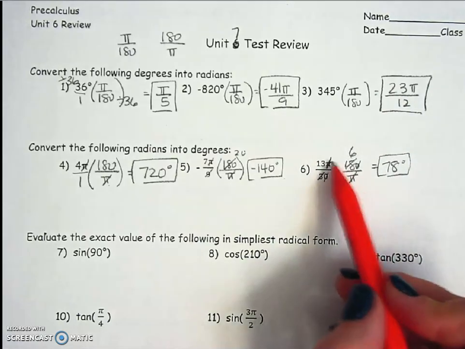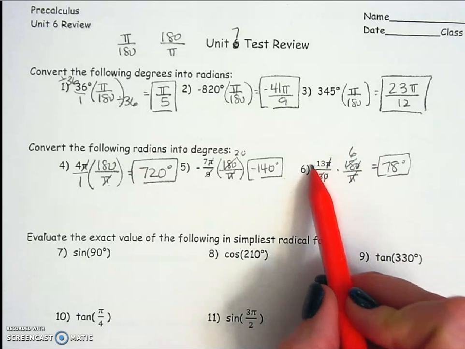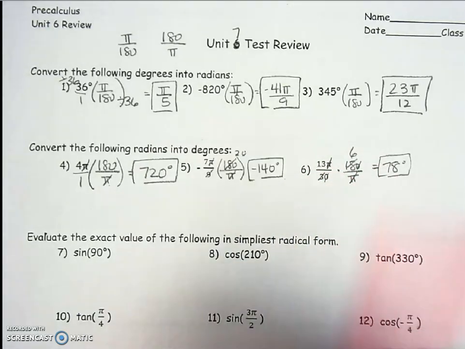If you're not comfortable canceling in the problem like this, what you can do instead is just multiply your numerators, multiply your denominators, and then simplify the resulting fraction.